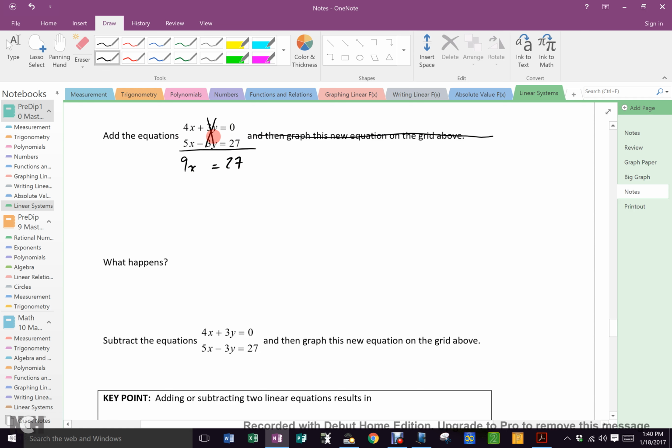What happened to one of my unknowns? It went away. Isn't that the whole point? So now what does x equal? 3. So now I could fix this, couldn't I? Because now I got x equals 3. So what can I put in either of those? 3. That's elimination. Which one did you think was easier?